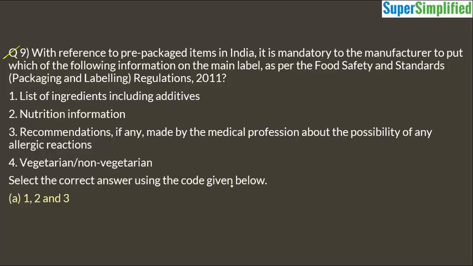Select the correct answers using the code given below. A. 1, 2 and 3, B. 2, 3 and 4, C. 1, 2 and 4, and D. 1 and 4 only. So list of ingredients is mandatory. Nutrition information is required, you must have seen there. And vegetarian, non-vegetarian is also required.